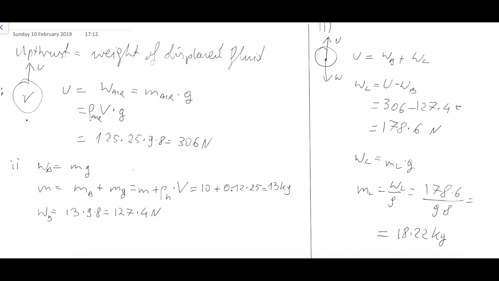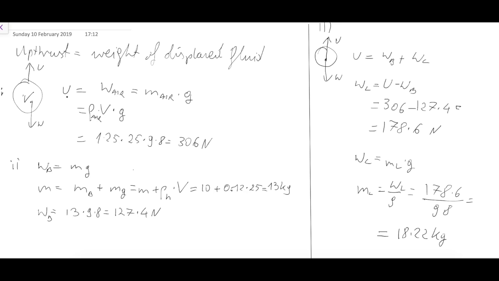Let's mark it as U, and we also know that that balloon will have some weight. Let's call that weight W. So the upthrust force is the same as the weight of displaced fluid. Displaced fluid in this case is air, and the weight of the displaced air will be mass of that air times acceleration due to gravity. Now mass of that air is the mass displaced by that volume, so we can find it by multiplying the density of air times the volume of the balloon times the acceleration of gravity.